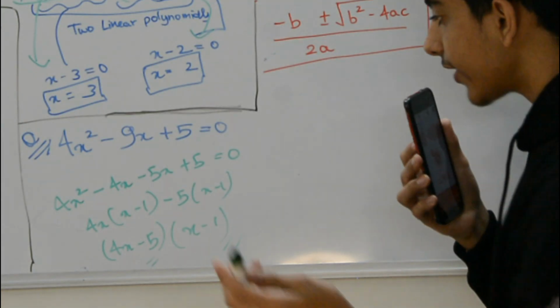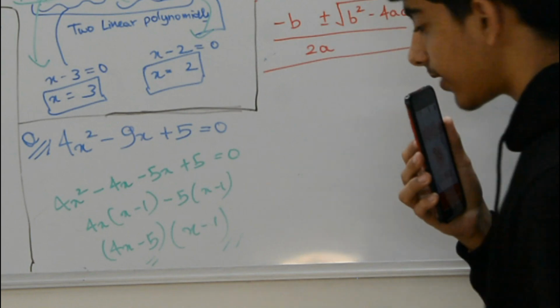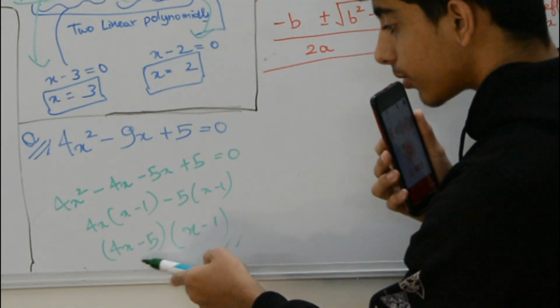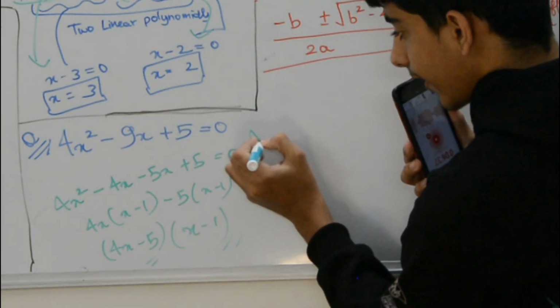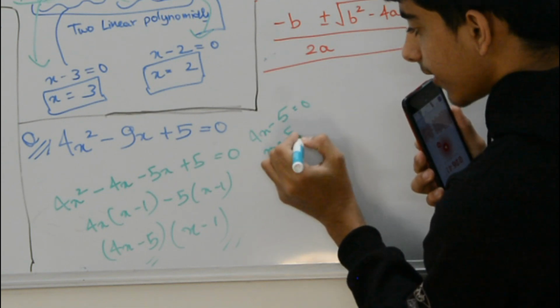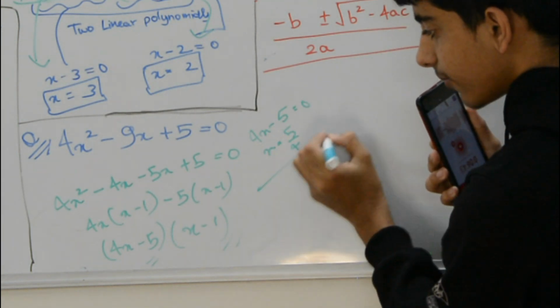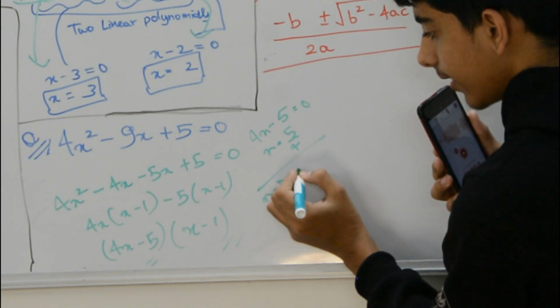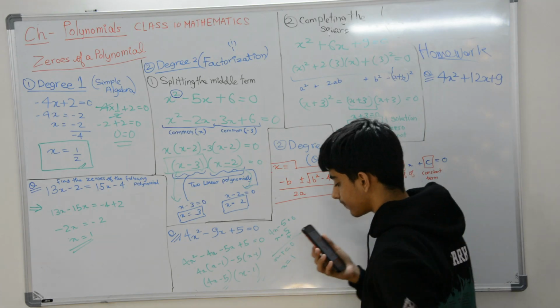Here we can see that we have 4x minus 5 as one factor and x minus 1 as the other factor. So let's solve for both of them to be 0. So if 4x minus 5 is equal to 0, we have x is equal to 5 by 4. And if x minus 1 is equal to 0, then x is equal to 1.